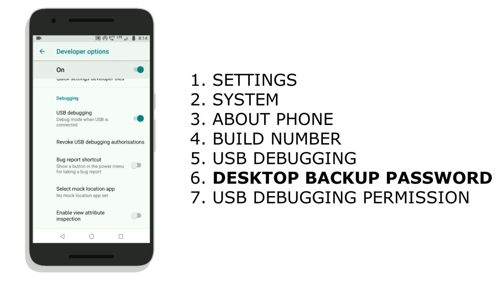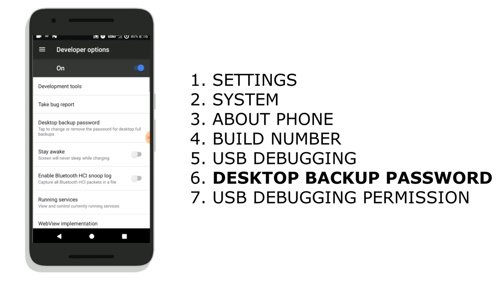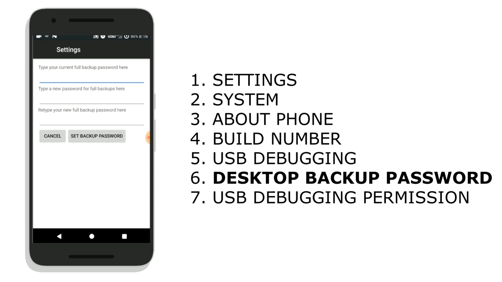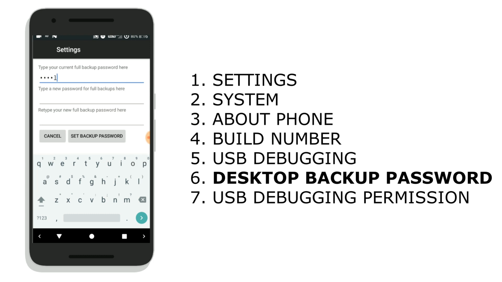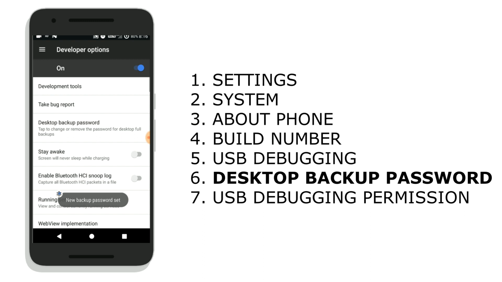After that, again go back to the developer options, then click desktop backup password. Here you have to set the password required during a backup process. I already have the backup password, now I am changing it to the new one. Leave the first field blank, that is current backup password, in case you are using it for the first time. After all has been done, click set backup password.